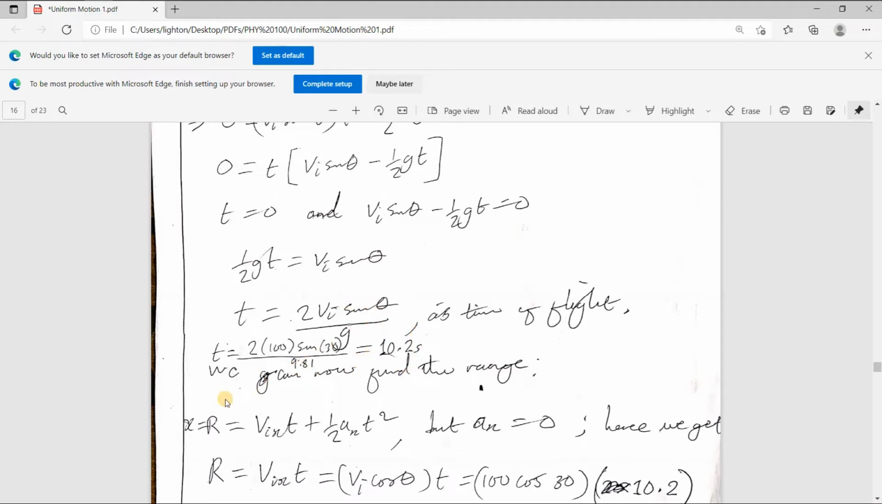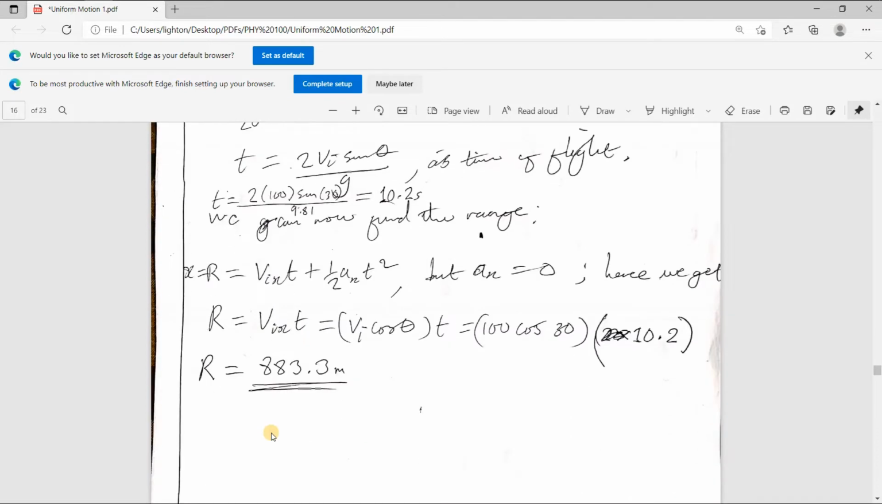So now, using the time of flight, we can find the range, which is the horizontal distance for it to attain the same level. So now range, how do we find it? Range is the x distance in the x-axis, which is r, equal to v_ix t plus half a_x t squared.